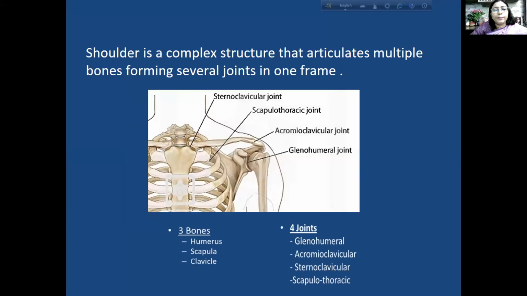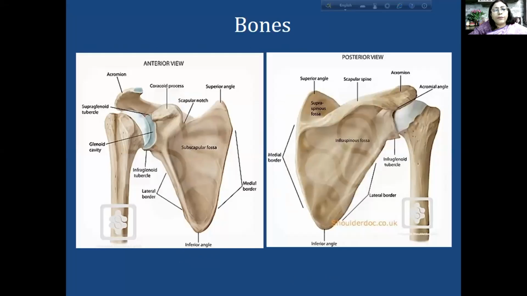Start with the anatomy. We all know that the shoulder is a complex structure that articulates multiple bones, forming several joints in one frame. If we see the scapula from the anterior side, the coracoid process and subscapular fossa face anteriorly, whereas the spine and acromion process face posteriorly. And regarding the humerus, this is the greater tubercle and lesser tubercle, and the bicipital groove in between. All of these are very important bony landmarks we need to know to evaluate MR anatomy and pathology as well.